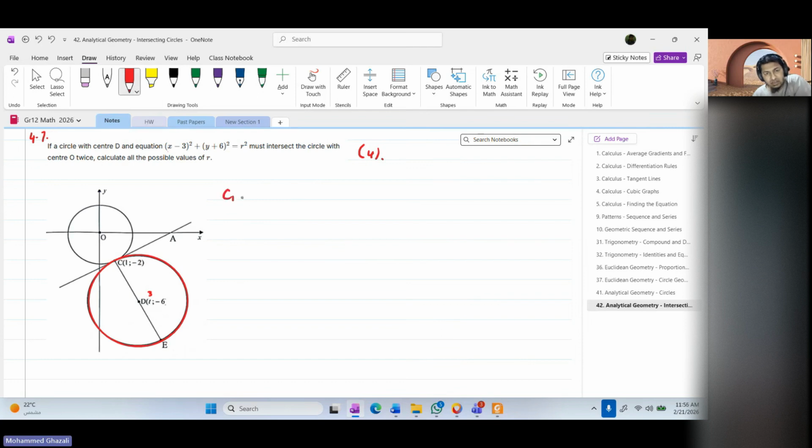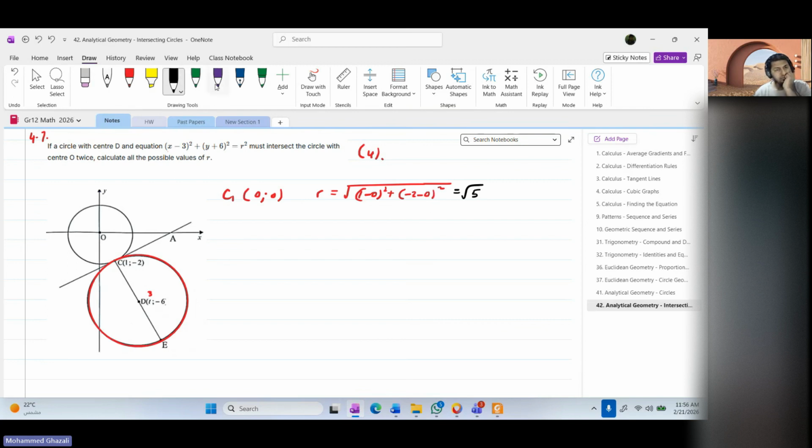Let's call it C1, which is 0, 0, and the radius is 1 minus 0 squared plus minus 2 minus 0 squared. You don't need to put the minus 0. I'm just putting it there so you don't forget, right? And that is just the square root of 5. So that's the radius of the smaller circle, which is the square root of 5.